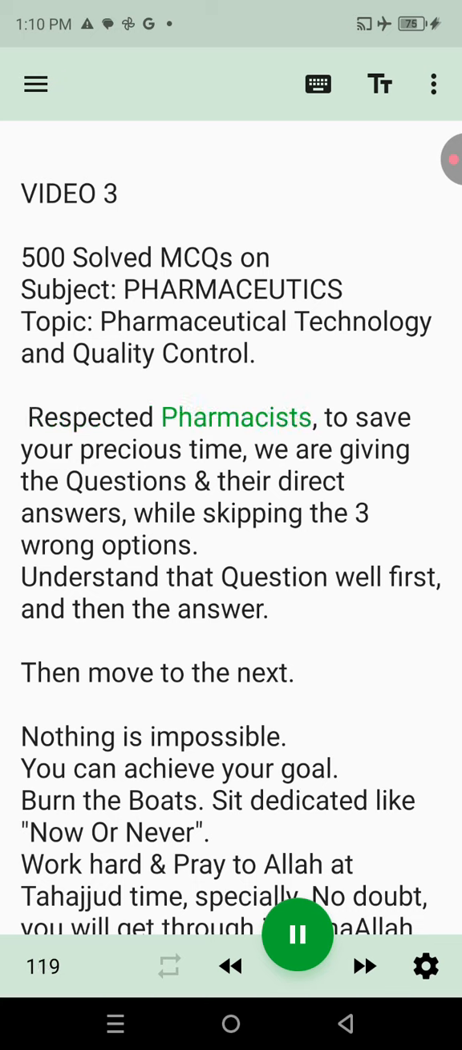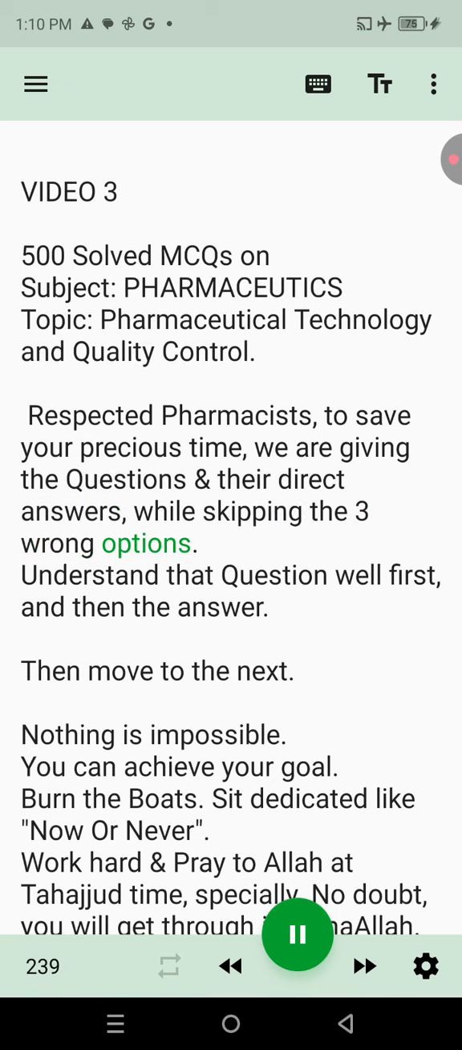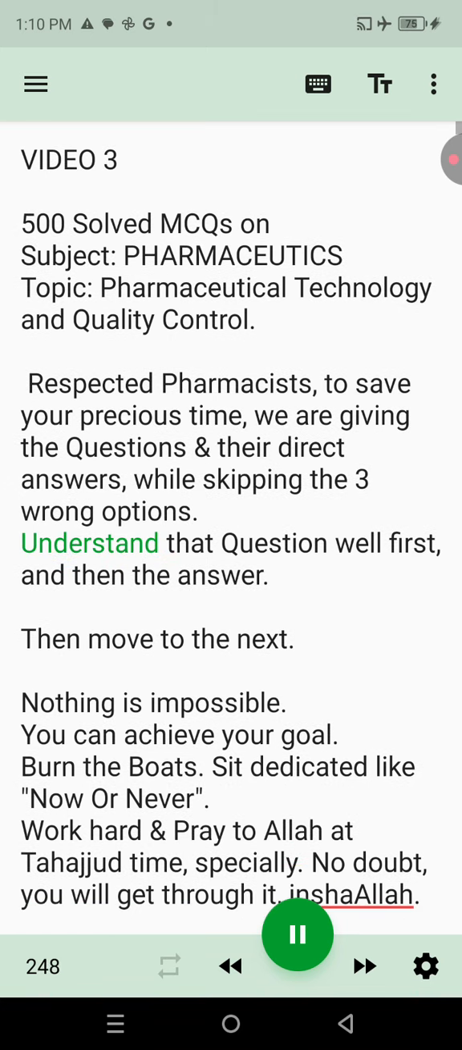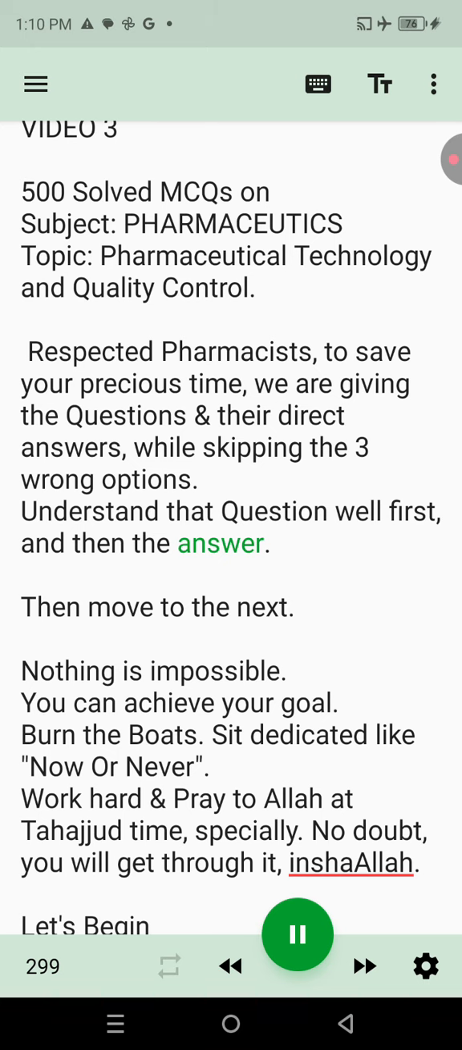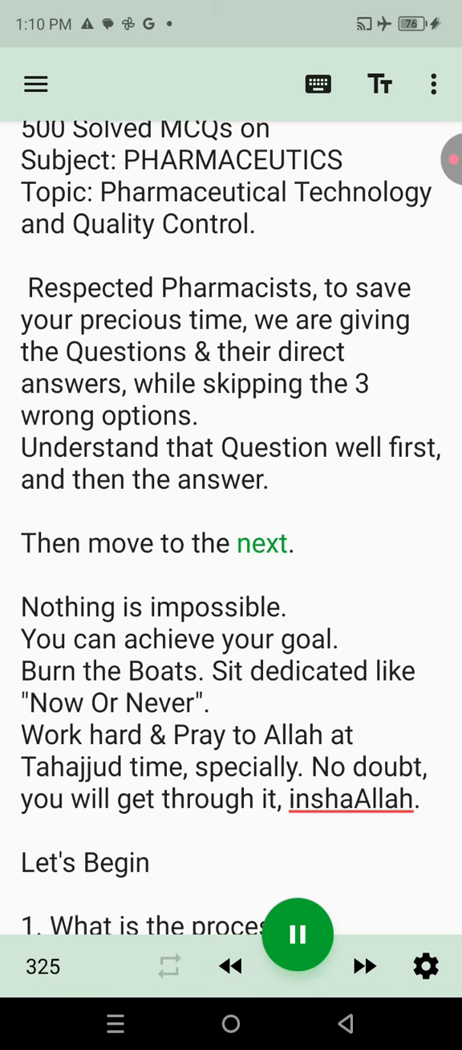Respected pharmacists, to save your precious time, we are giving the questions and their direct answers, skipping the 3 wrong options. Understand that question well first, and then the answer. Then move to the next.